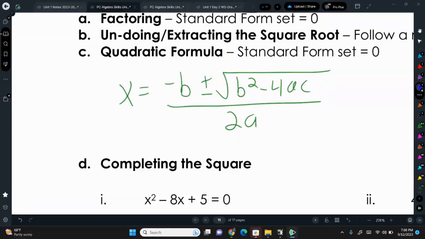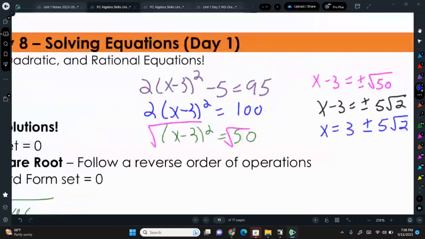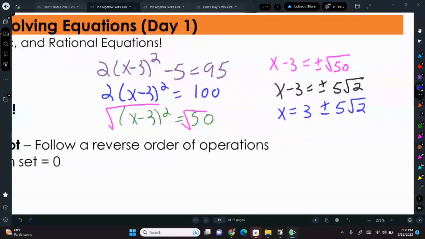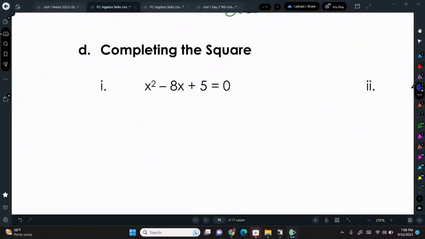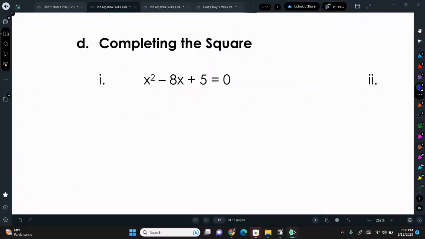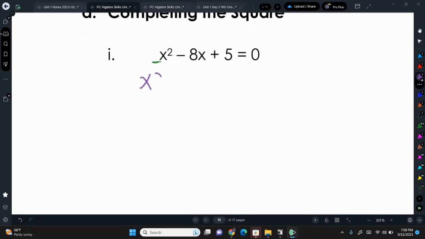You also had learned how to complete the square. What completing the square does is it takes a quadratic that is in standard form that you can't factor, and instead of using the quadratic formula, you turn it into something that you can use the square root property to solve. So in order to do completing the square, you have to make sure your a value is 1 and that your c value is on the other side of the equation. So we're going to subtract 5 from both sides. x squared minus 8x equals negative 5.